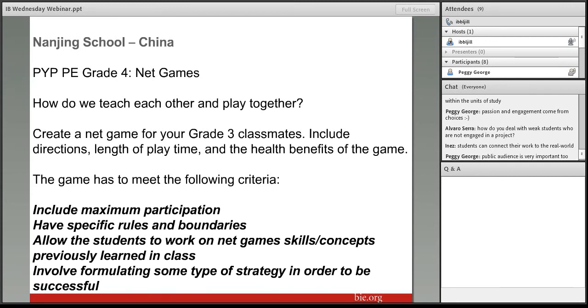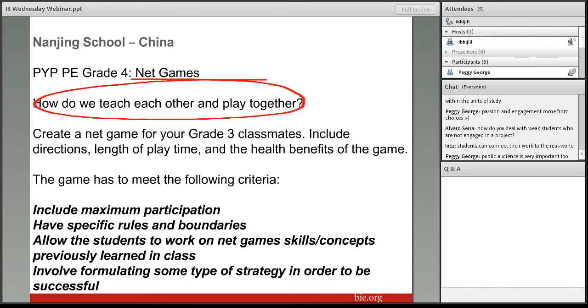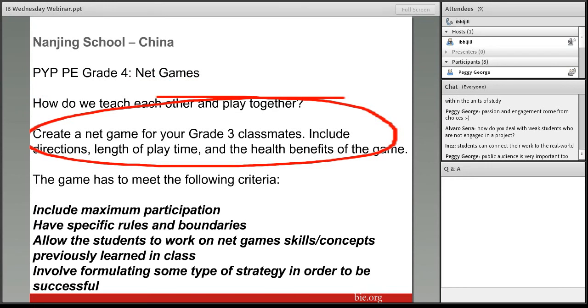Their challenge was to create a net game, meaning a game that had a net, like volleyball or badminton. They were to create a net game for their third grade classmates. They were to include directions, length of play, and the health benefits of that game. The game had specific criteria. It had to include maximum participation and have specific rules. They also had to have some type of strategy in order for the game to be successful. So the elements of PBL in a PYP summative assessment task: our driving question, one of our eight essential elements of PBL, included. Here's our challenge, our project idea, what our students were going to be working on.